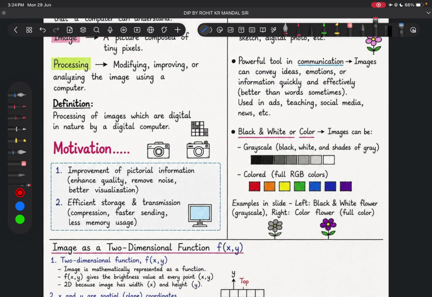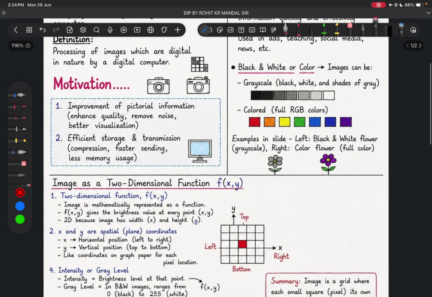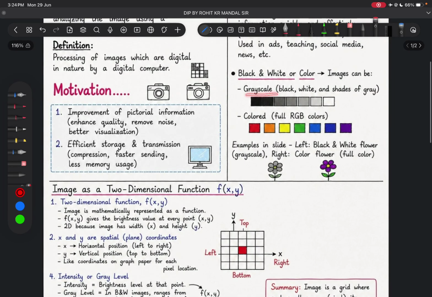Now we have black and white and color images, which are divided into two types. First of all, we have grayscale images, and the second one is color images. So what are grayscale images? Grayscale images contain only shades of gray, which means the colors range from black, through different shades of gray, to white. No other colors are present. For example, old photographs are usually grayscale images.